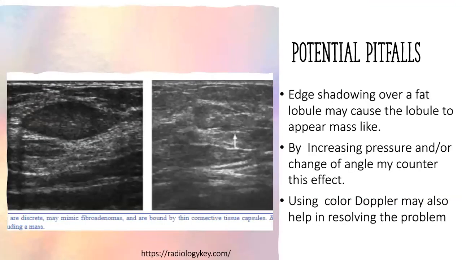However, it does have a pitfall. Edge shadowing can occur over a fat lobule, giving it the appearance of a mass. How can we avoid this from happening, or how can we counter this effect? If we just increase our transducer pressure slightly, or change the angle at which we're scanning, we may counter this. And they also believe that color Doppler may resolve this problem.